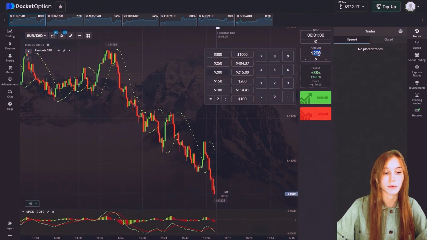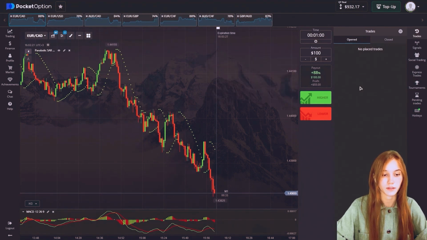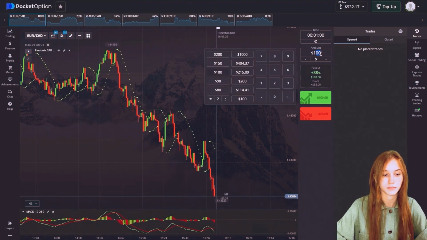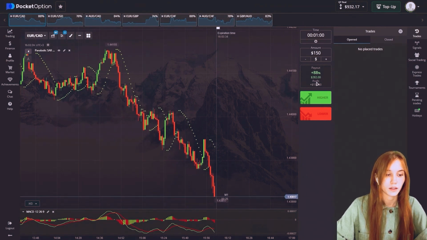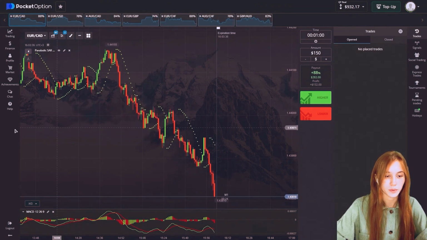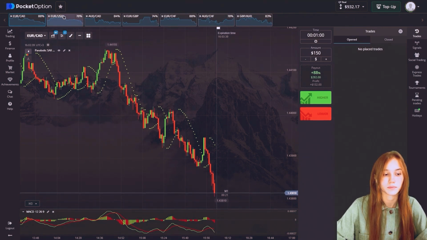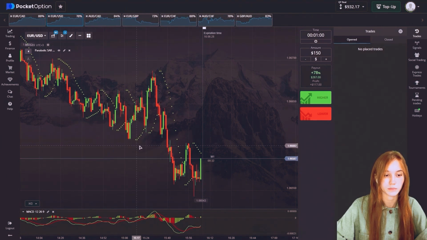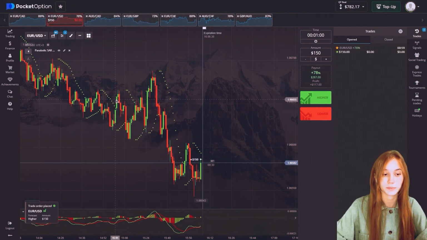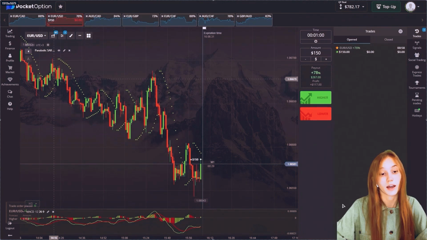Increase our deal amount to $100. I think it's good. 150. So we should reach the $1,000 mark. And the last concept is, let's open up. Start our chart is going down.